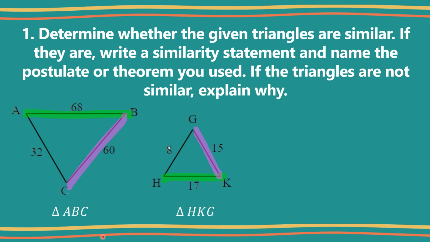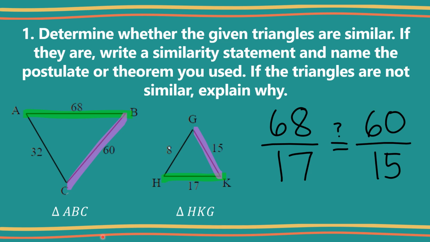So let's set up our proportion. We have 68 over 17, and we want to check that that is in proportion to our second ratio, 60 over 15. You can see I put the equal sign with the little question mark here because I don't know that they're equal. I'm checking right now to see if these are in proportion. The way that I'm going to do that is to cross multiply. You can also just simplify both fractions. That would work as well. So I'm just cross multiplying to check if these two fractions are in fact proportional.